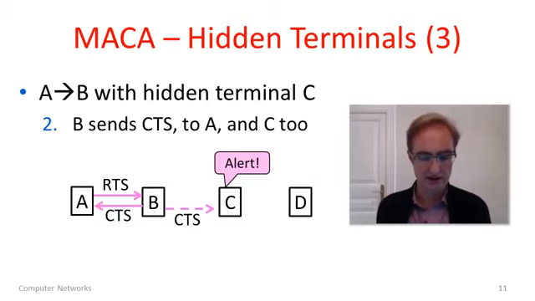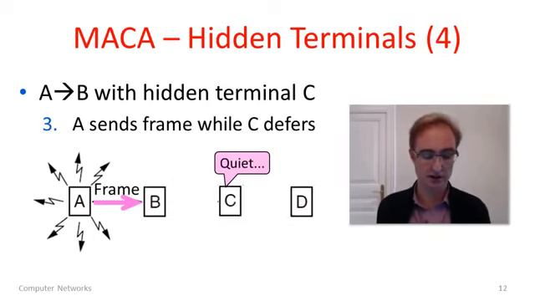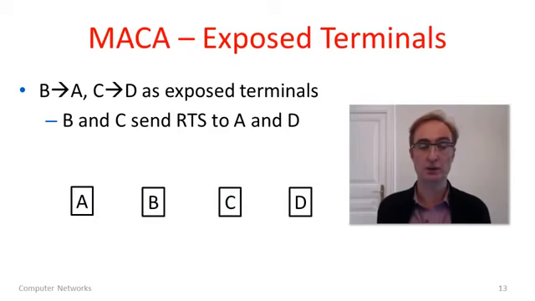Here's that picture cleaned up. So you can see C's now in a state of alert. It knows that someone's going to use the wireless. Now, A simply sends to B. C, because it heard this clear to send, defers, or just waits for this time period to pass, so that the transmission from A to B would be successful. Great, we solved hidden terminals.